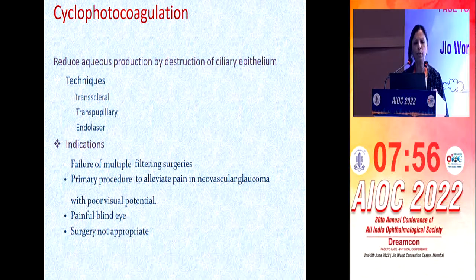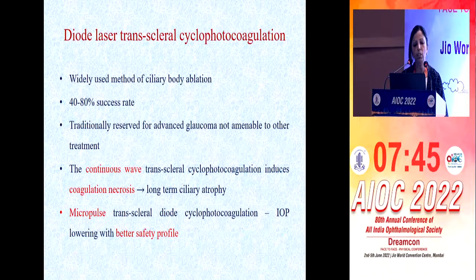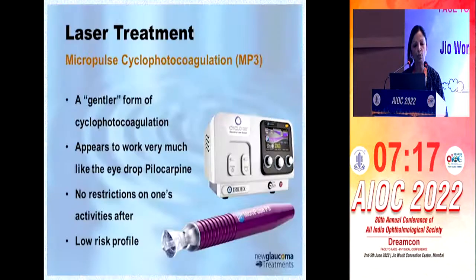endolaser. Indications are failure of multiple filtering surgeries, primary procedures to alleviate pain in neovascular glaucoma with poor visual potential, painful blind eye, and when surgery is not appropriate. Diode laser transscleral cytophotocoagulation is a widely used method of ciliary body ablation, with a 40 to 80% success rate, traditionally reserved for advanced glaucomas not amenable to other treatment. Continuous wave transscleral cytophotocoagulation induces coagulation necrosis, causing long-term ciliary atrophy. And the micropulse transscleral cytophotocoagulation causes IOP lowering with better safety profiles.